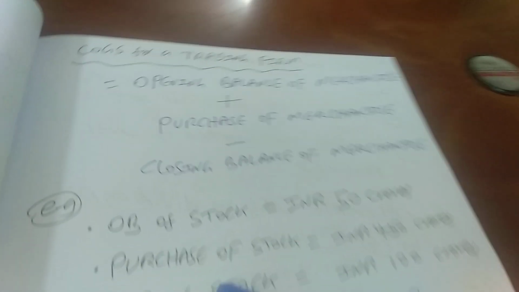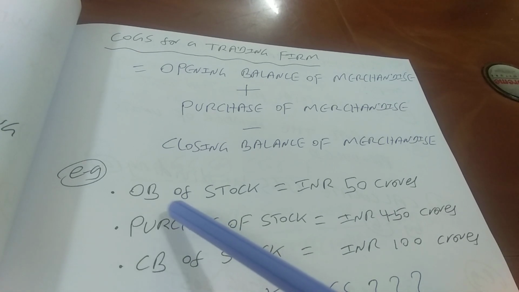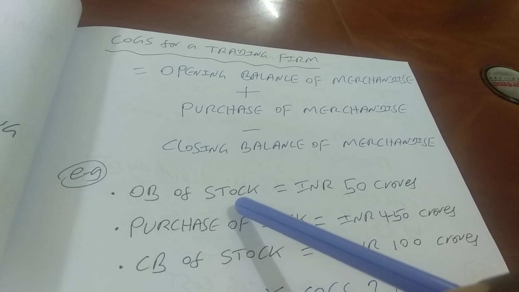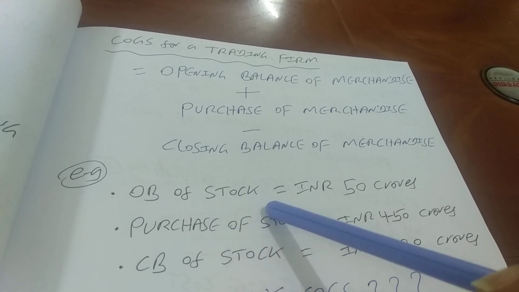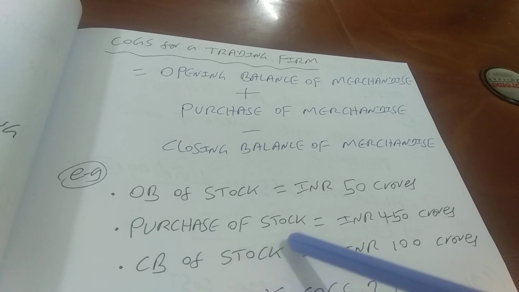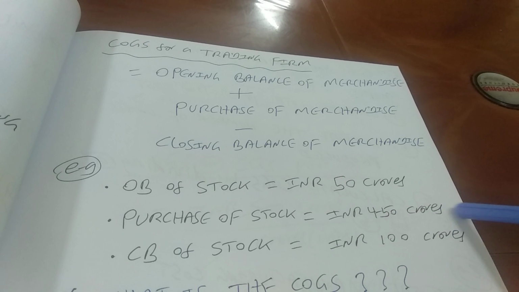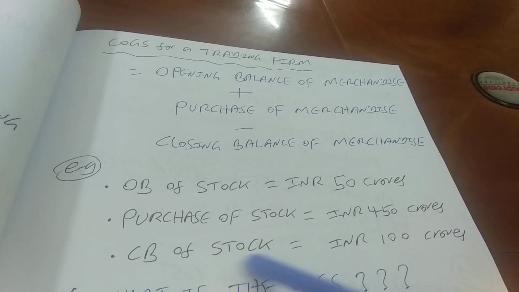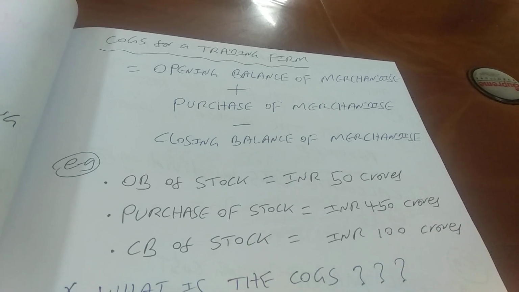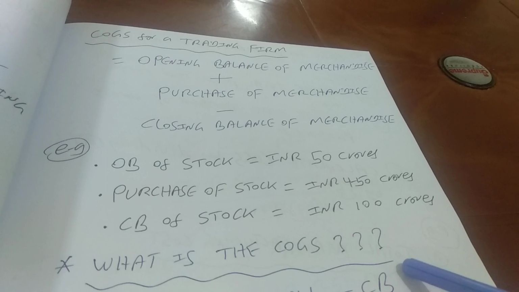So let me give you some numbers so that you understand this. Let us assume there is one hypothetical trading firm. Let us assume the opening balance of merchandise or stock for this firm is INR 50 crores, and the firm has purchased stock in that period worth around INR 450 crores, and the closing balance of the stock is INR 100 crores. Now could you tell how much is the cost of goods sold for this firm? Could you just compute that?